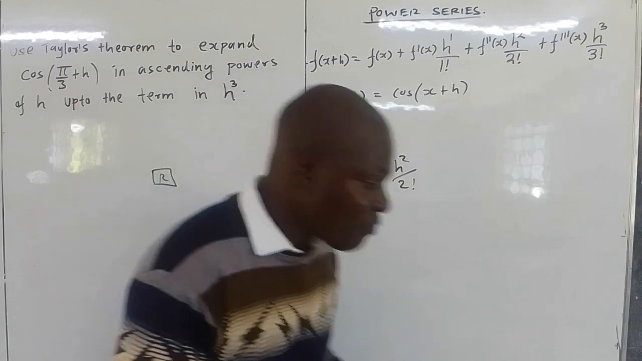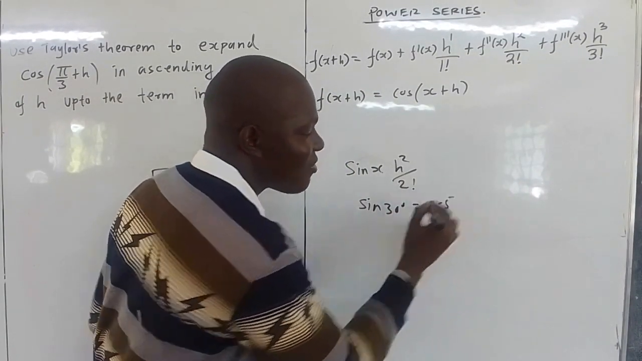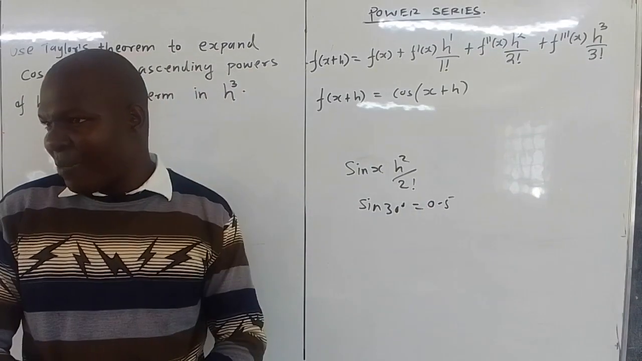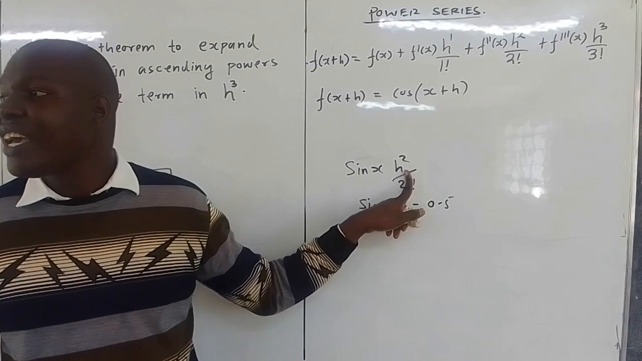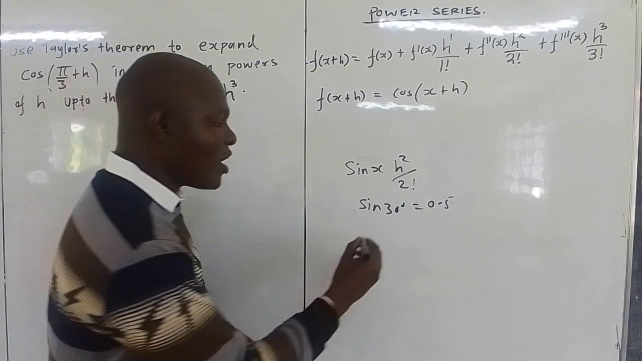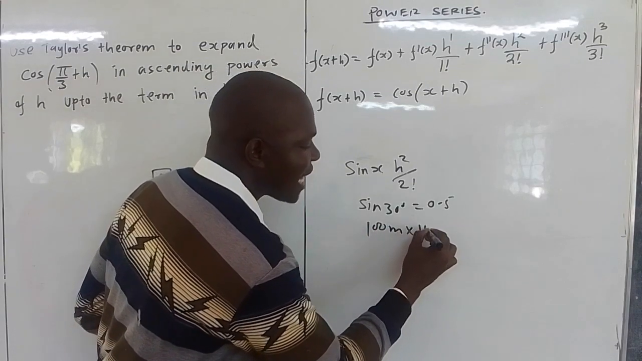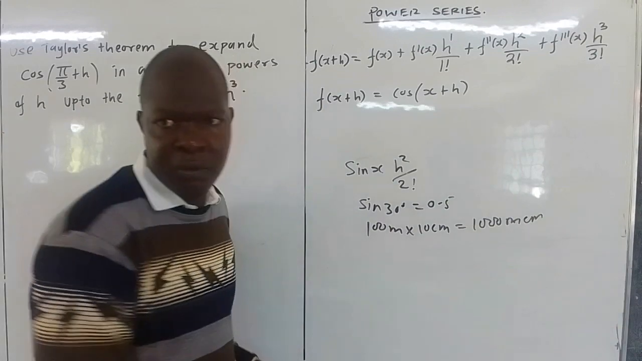When you get something like sin 30 degrees, that is 0.5. You see this answer 0.5 is in radians. Meaning if you put h to be in degrees, it is like you are multiplying radians times degrees, which is not working out. It is like when somebody gives you 100 meters times 10 centimeters, and you say that is 1000 meter-centimeters.